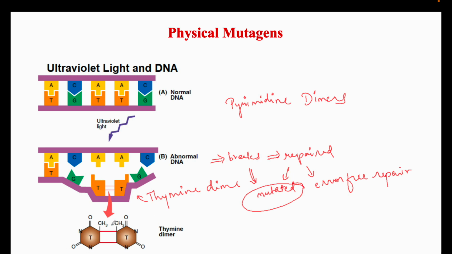if this break is not properly repaired. If it is error prone, we'll have a mutation here. Okay, so UV light is mainly responsible for formation of pyrimidine dimers, and most probably it is always thymine dimers.